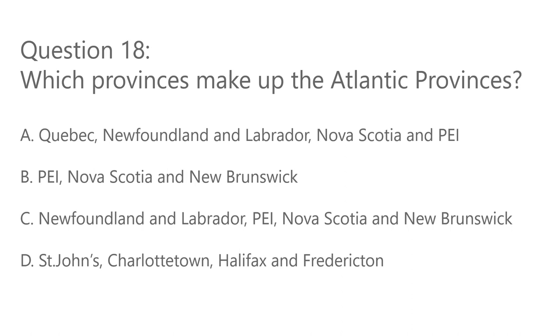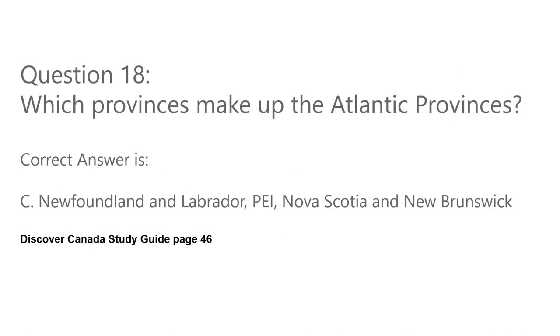Question 18. Which provinces make up the Atlantic provinces? A. Quebec, Newfoundland and Labrador, Nova Scotia and PEI. B. PEI, Nova Scotia, and New Brunswick. C. Newfoundland and Labrador, PEI, Nova Scotia, and New Brunswick. D. St. John's, Charlottetown, Halifax, and Fredericton. Correct answer is C. Newfoundland and Labrador, PEI, Nova Scotia, and New Brunswick. Discover Canada Study Guide, page 46.